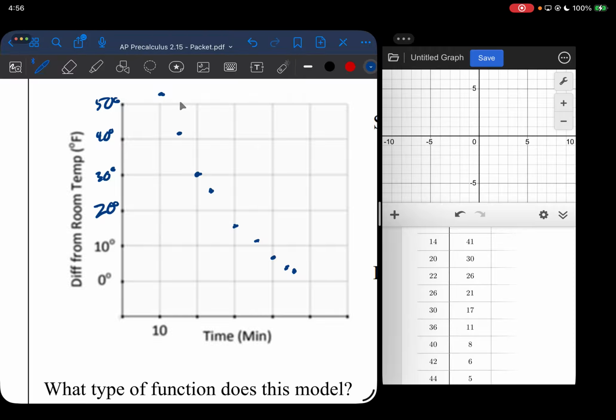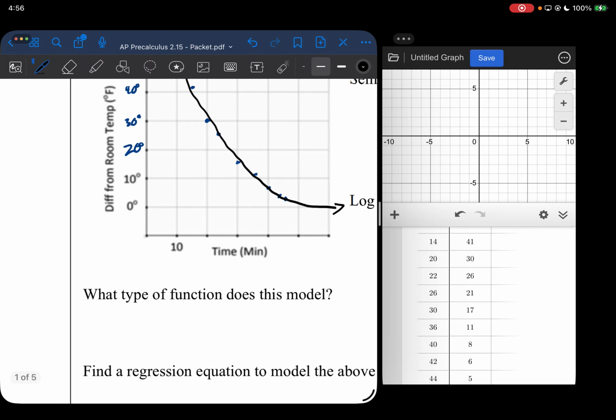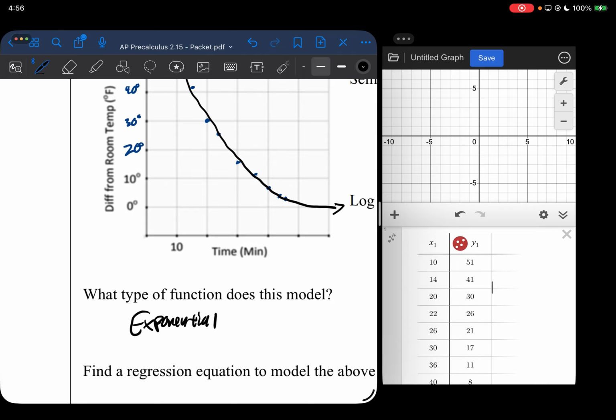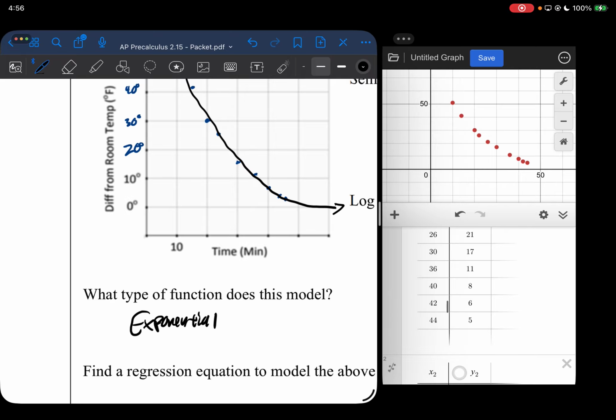And if you notice, we've got a kind of curve going on here. This is consistent with an exponential function because the temperature is going to get closer and closer to 0, closer and closer to room temperature. So this models an exponential function. Because this is exponential, what we're going to do is give this to Desmos. I've already plugged this in. So if I plot these points, there we go.